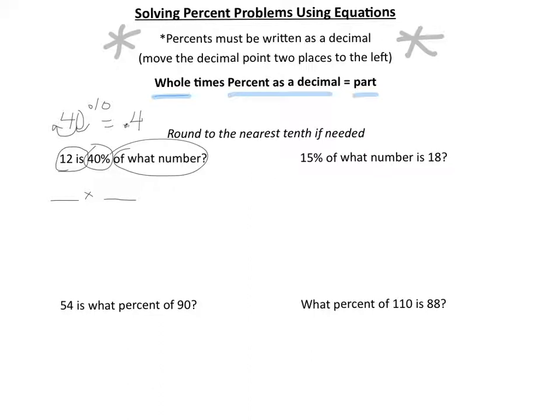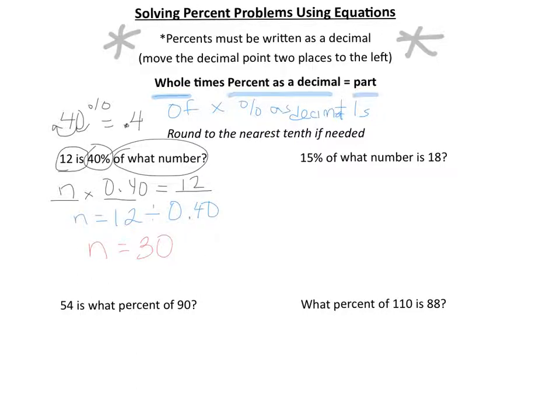or 0.40, either one, and it's going to equal our part, which in this case is 12, because remember that whole is the word of, which is what we learned about yesterday, times percent as a decimal is going to equal part, which is is. And in this case, we don't know what that is. So in order to get our answer, we notice that we're doing multiplication. We do the inverse of multiplication, which is division. We divide 12 by 0.40, and we get that n is equal to 30. So 12 is 40% of 30.